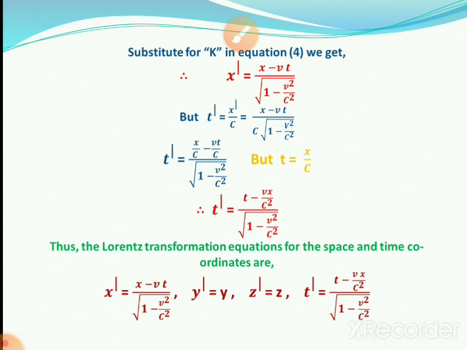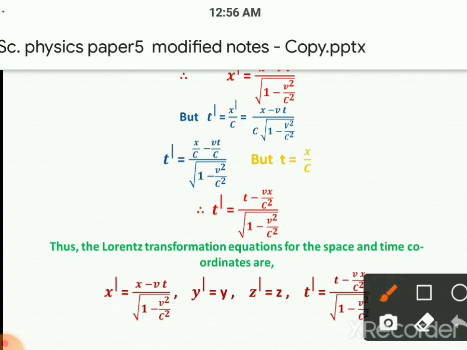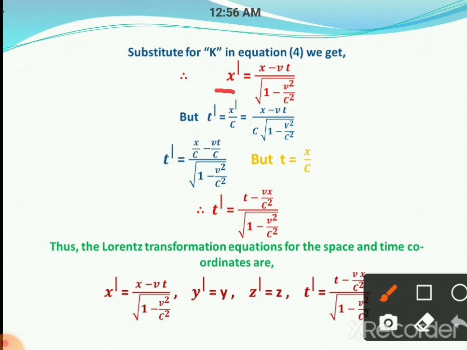Therefore, substitute for x dash. We know that what is x dash? x dash is equal to x minus vt by square root of 1 minus v square by c square. So substitute the value of x dash. We get x minus vt divided by c into square root of 1 minus v square by c square, or t dash is equal to x by c minus vt by c whole divided by square root of 1 minus v square by c square.